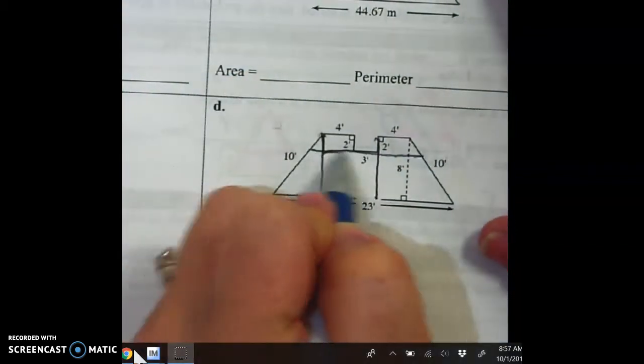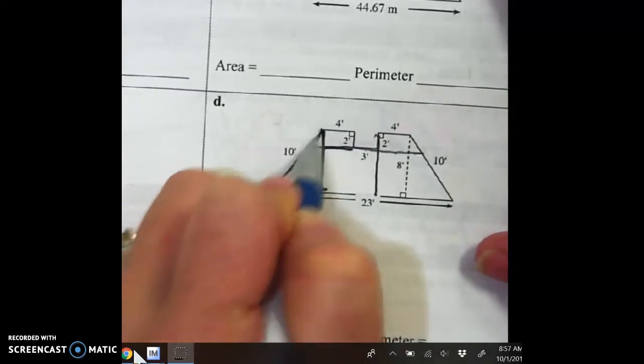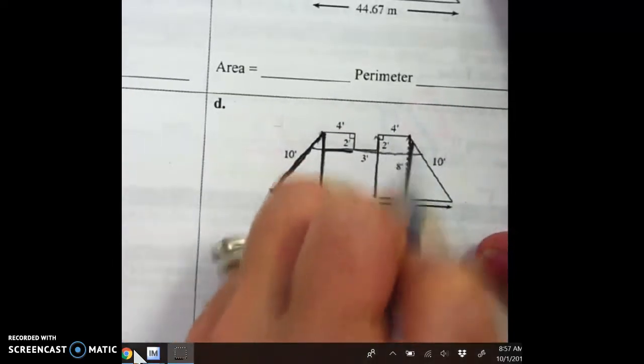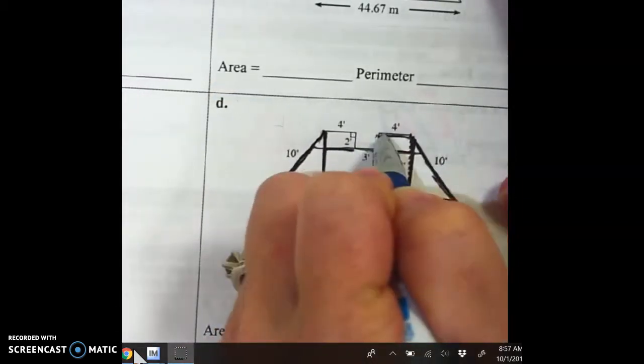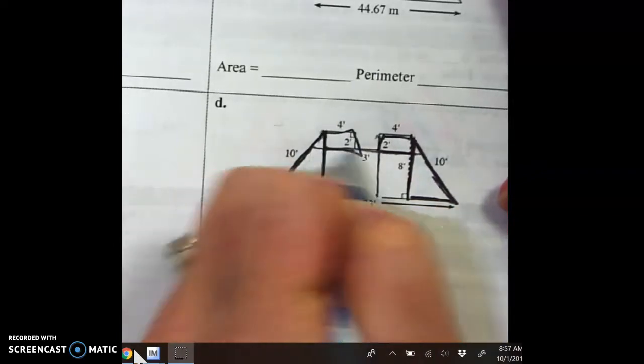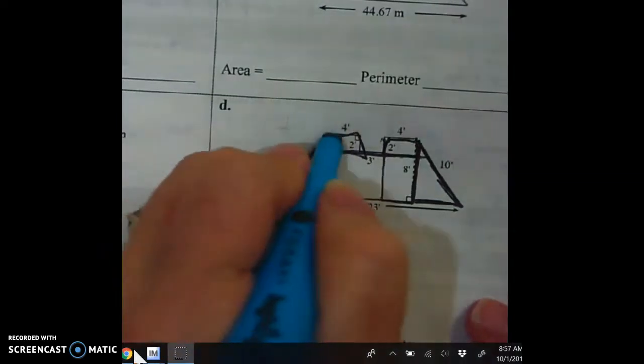So I'm actually going to do this and make this a triangle. So I'm going to make this a triangle. There's one. I'm going to make this one. And I'm going to do this one. And then I've got this big one here. I know that's a lot. I agree. So let's start with the triangles.